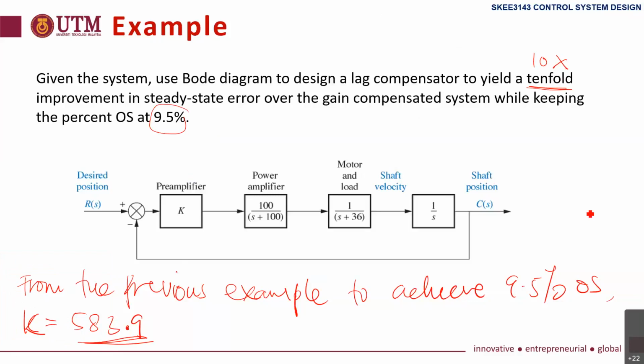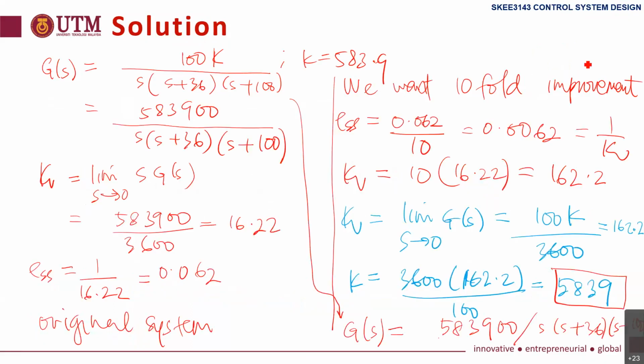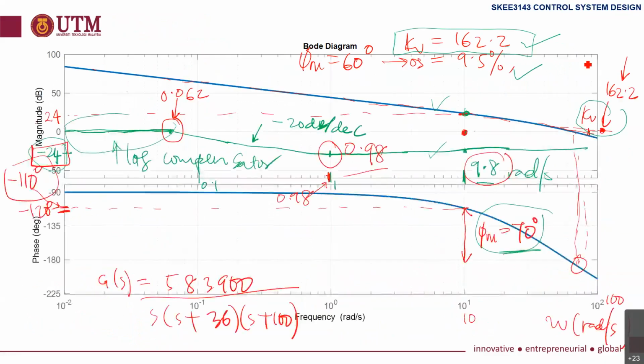Yesterday, you were introduced to a lag compensator, and we have done one example. This example is actually taken from the textbook. So in here, we design a lag compensator to achieve 10 times improvement in the steady state error. Then we calculate. I hope you have looked into it, and we stop.